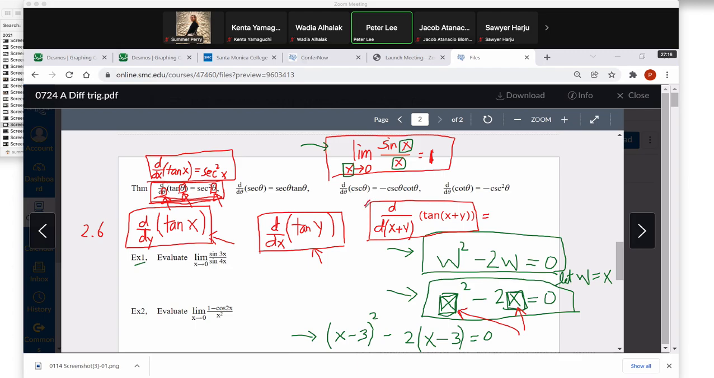Now, in order to do this problem right here, do you think we can apply this theorem right here? Can you apply this theorem to do this problem? Yes or no? Yes, we can. And that will be what? That will be secant square of x plus y.